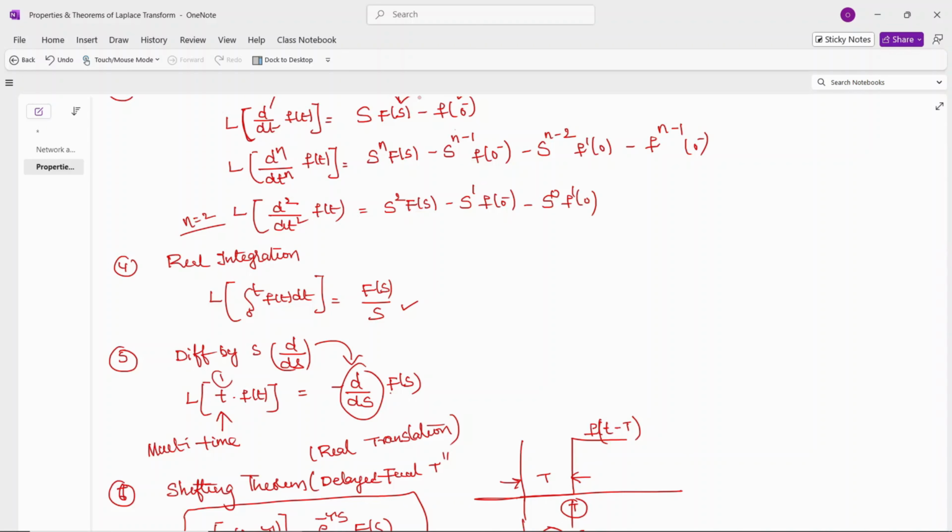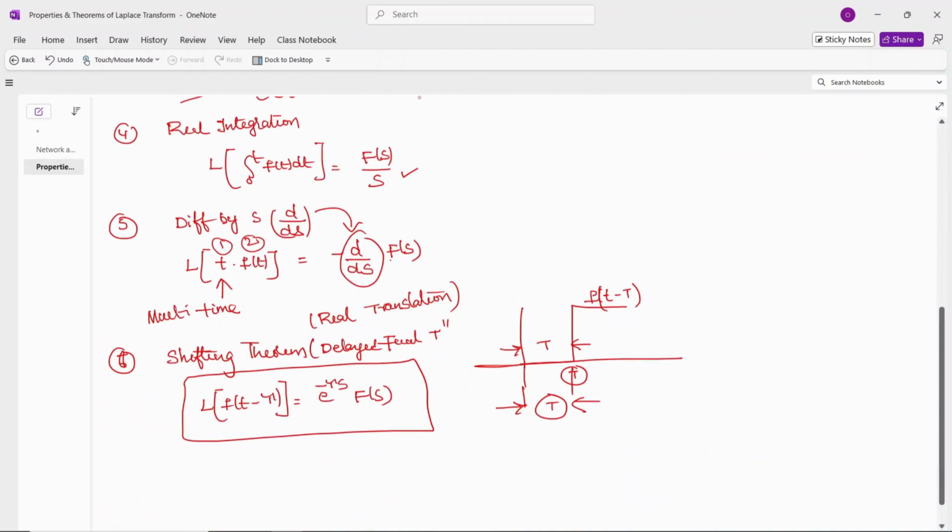Differentiation by s is what you get when the time function is multiplied by t. When it is multiplied with the time t, you can write it as minus d by ds of F of s. Okay, so next one is the shifting theorem. It's nothing but Laplace of f of t minus T is equal to e to the power minus T s into F of s. This is all about the different properties of Laplace transformation.